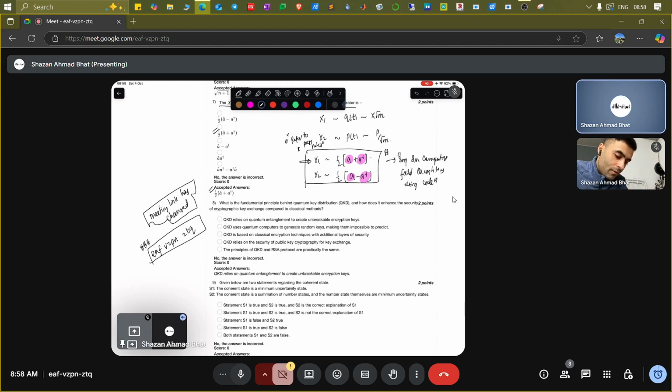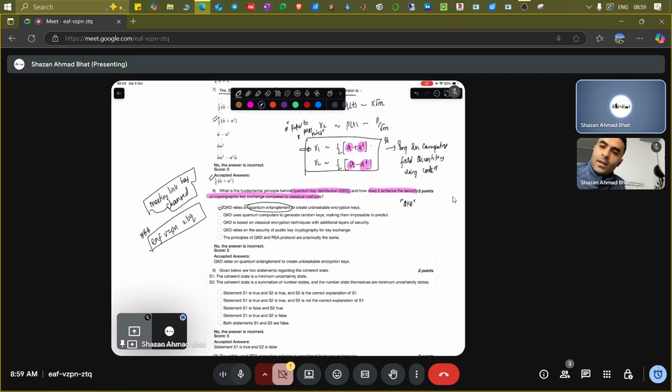So now we're talking about what is the fundamental principle behind quantum key distribution and how does it enhance the security of the cryptographic key exchange compared to the classical methods. The answer is in the quantum entanglement. So QKD, basically quantum key distribution, creates quantum entanglement to create the unbreakable encryption. And I guess I have discussed this communication between Alice and Bob a lot.